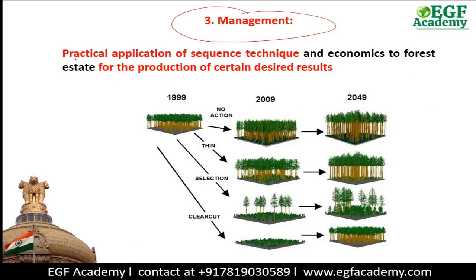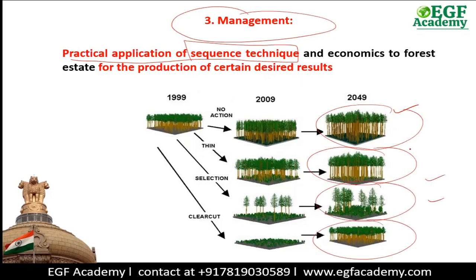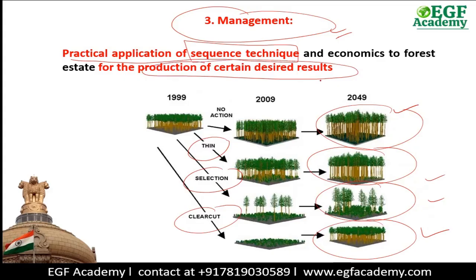Then next is management. What is the meaning of management? Practical application of silvicultural technique. It means whenever we are growing trees, our purpose is to grow a particular type of forest. You can see here, these are different types of forest. You can see some kind of difference in these plantations. To get such types of plantations, we use different types of methods. That is called the management of forest. For the production of certain desired results, what type of forest we want to grow, accordingly we apply certain techniques to grow it. So this complete method comes under the management part.